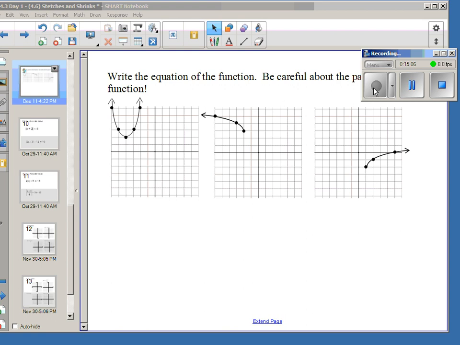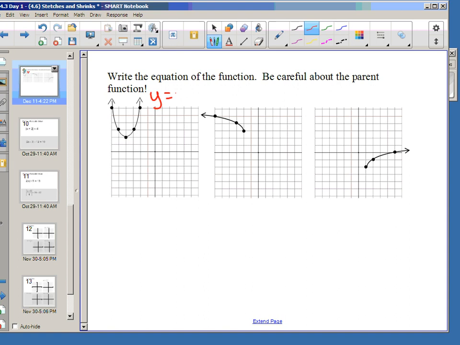All right, so what you should have gotten for this first one, this is a parabola. Our parent function is y equals x squared. Our equation, we've been shifted 4 to the left and up 2. So y equals, in parentheses, 4 to the left is x plus 4 squared. And then up 2, we should have a plus 2.